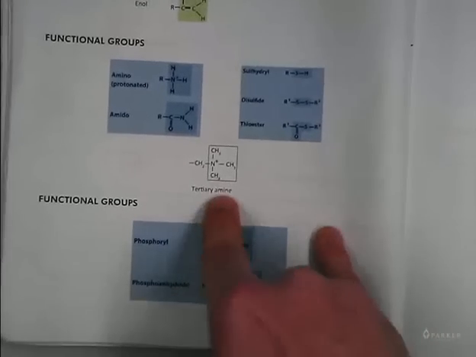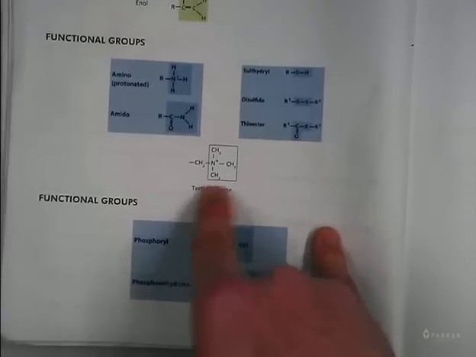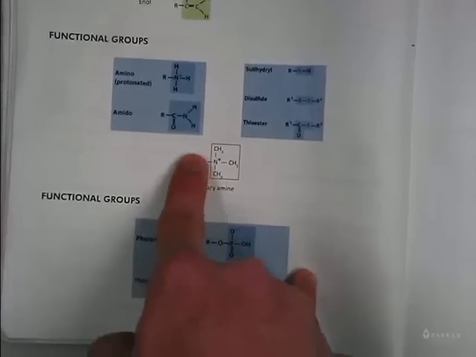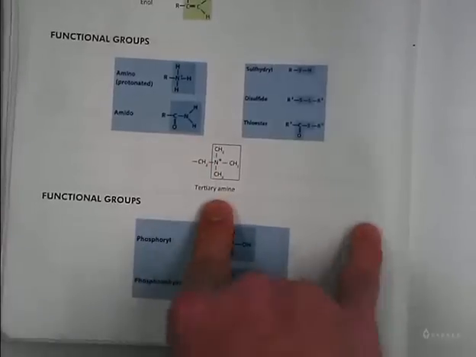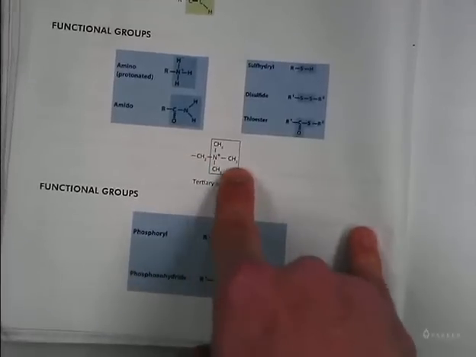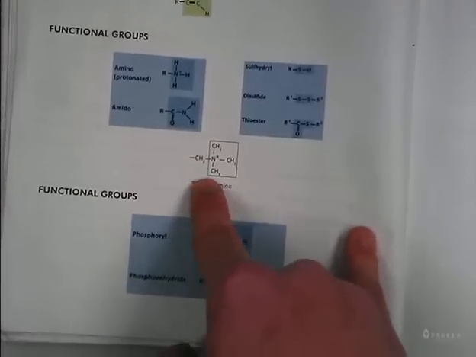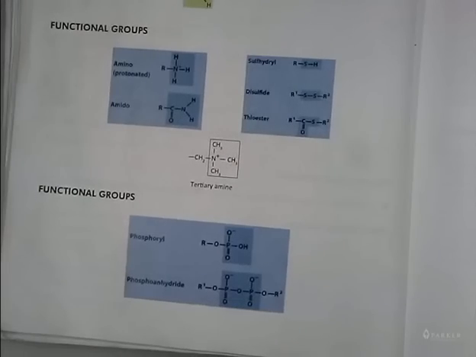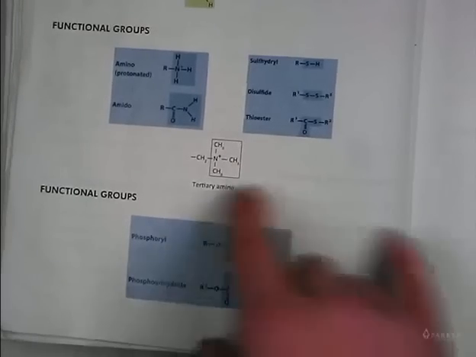Tertiary amine has 3 carbons attached to it in this functional group. Kind of ignore that one. So a secondary amine would have 2 carbons attached to it, and then this one would be like a hydrogen. A primary amine would have just 1 carbon attached to it.